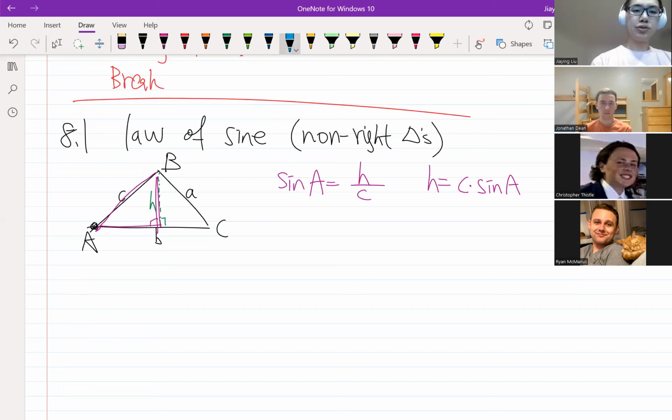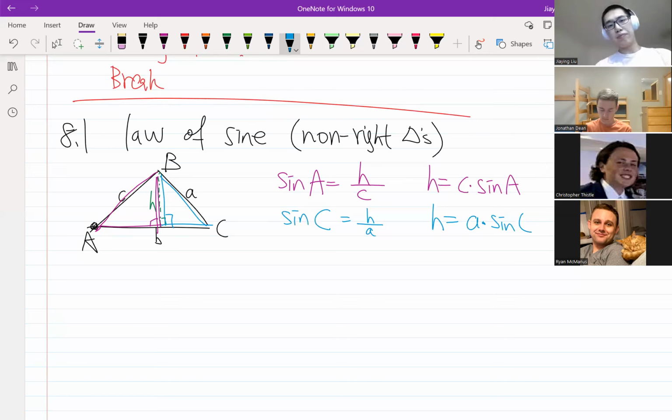And now I'm going to move on to the right triangle on the right. That's also a right triangle, with the height being one side and the a being the hypotenuse. So I have sine of angle C is equal to the height over side a, the hypotenuse. Height is equal to a times sine C. Now, since from both right triangles we have the same height, because the height is the same for both, we can set them equal. So we get c times sine A is equal to a times sine C.